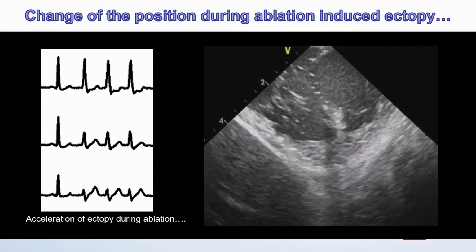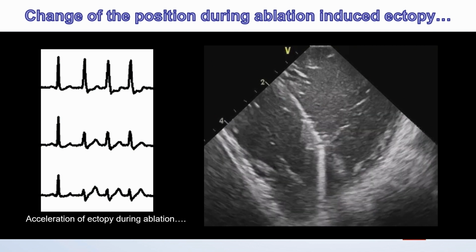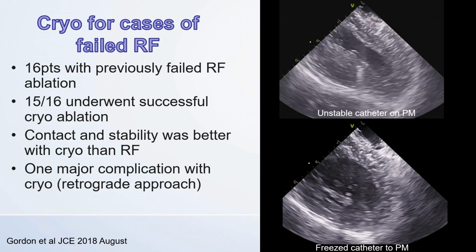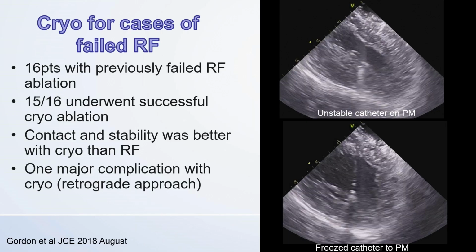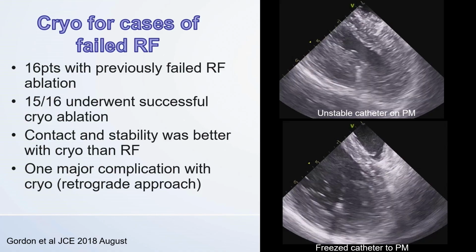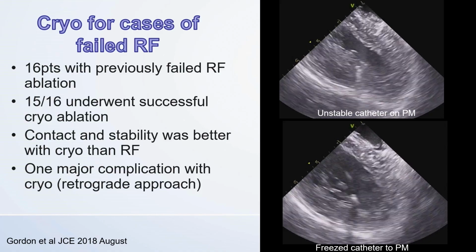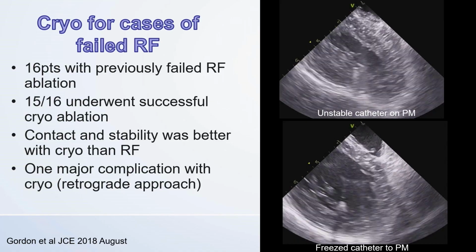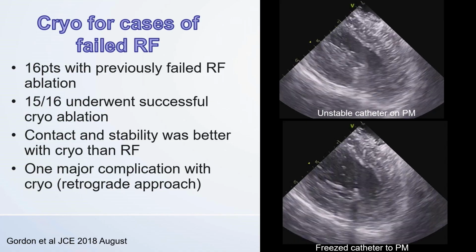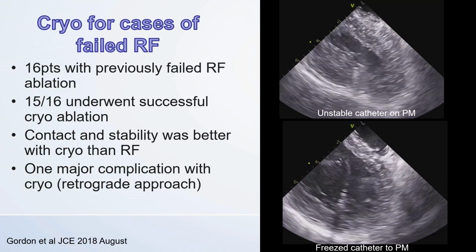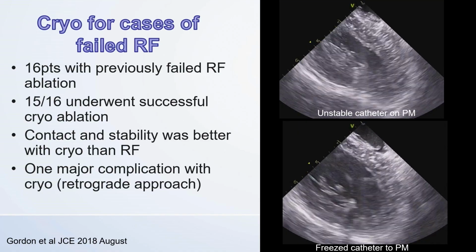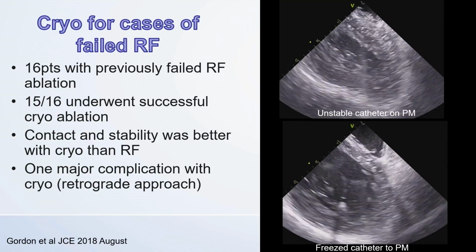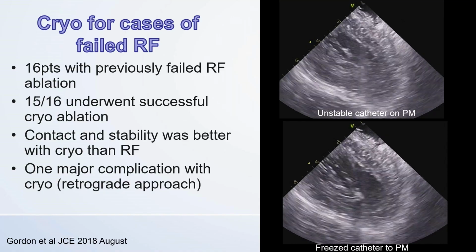Even if you have a perfect site, you start to ablate, it will dislodge the catheter if you're using RF energy. That's why people use cryo. There are series in the literature of cryo ablation for failed RF procedures. This is a series of 16 patients. The problem here is that some of these cryo catheters are quite bulky, and you have to use the larger ones. This is an example from our experience.